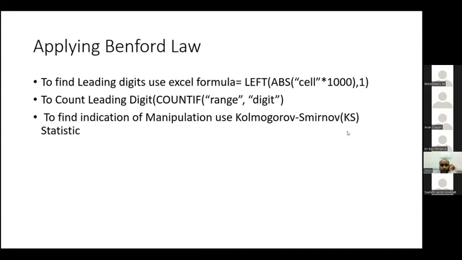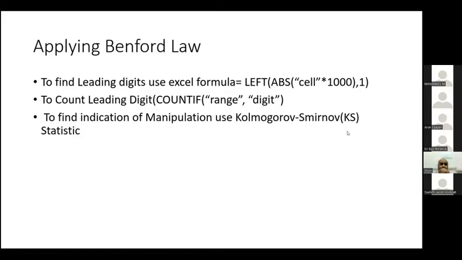Now, in order to do this, we use an Excel formula, that is LEFT, with ABS for absolute value, which means the sign will not be taken. Then we take the cell where we have the value, multiply it by 1000, then comma, then 1. That will give us the leftmost digit, and then we will count the total number of each digit.